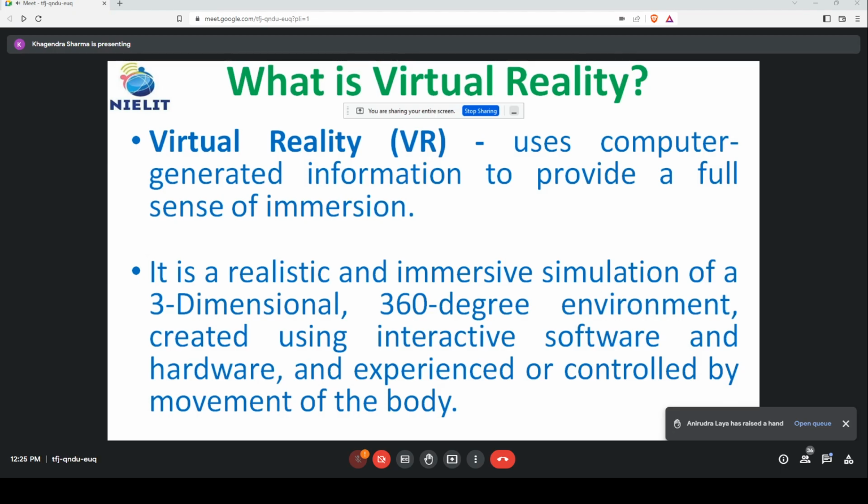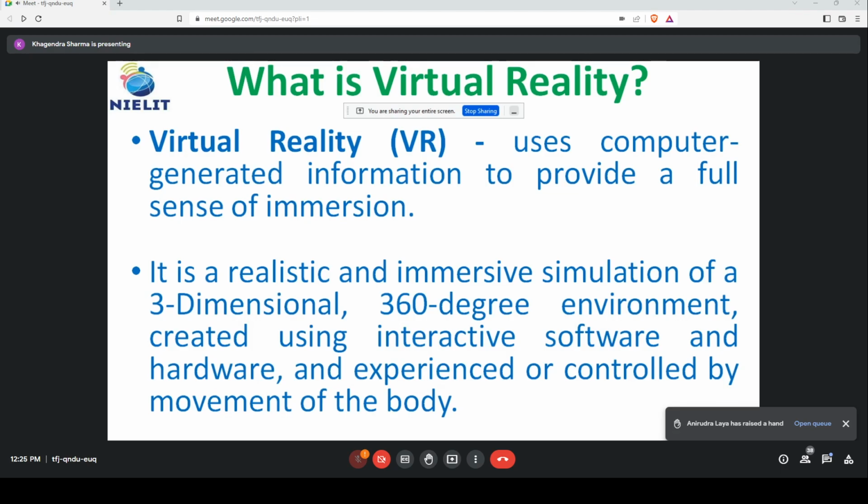Okay, three-dimensional, 360 degree, in the sense no matter whether you turn to your left, right, top, bottom, wherever you move, okay, wherever you see, there should be some contents, virtual contents out there. Okay, so 360-degree environment. And how do we get such environments? Of course, it's a technology, that's why it has to be created using some sort of softwares. So the commonly used softwares are softwares like Unity, Unreal, and all. Okay, so created using interactive softwares, and of course there has to be hardware also.